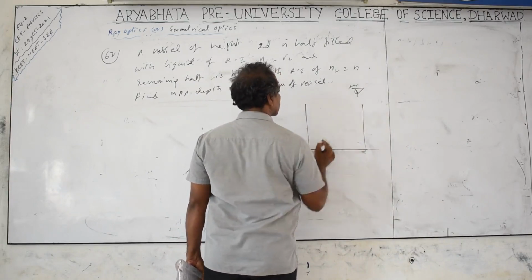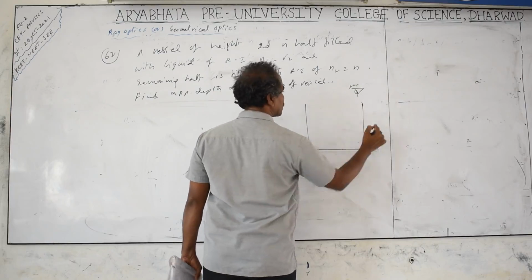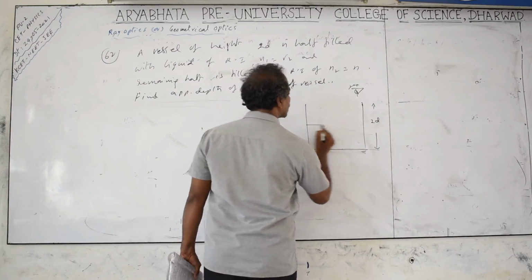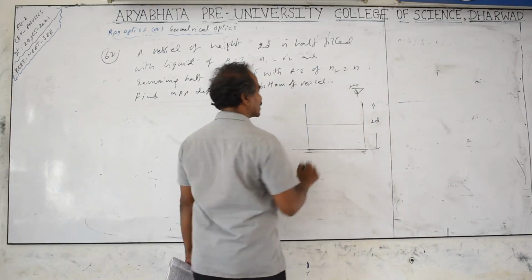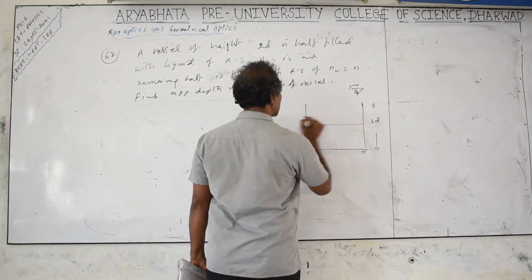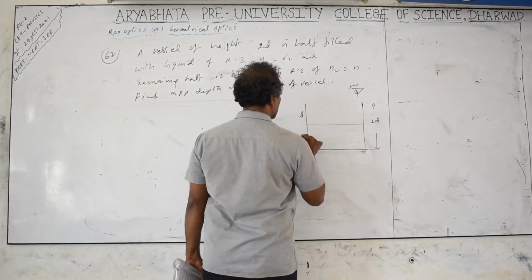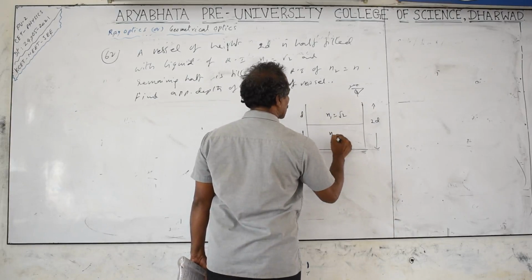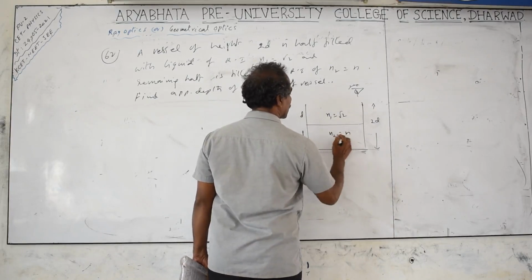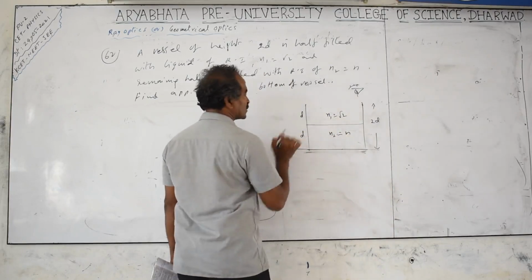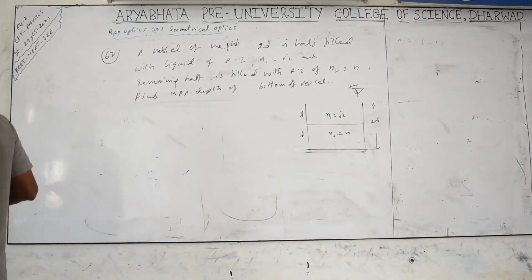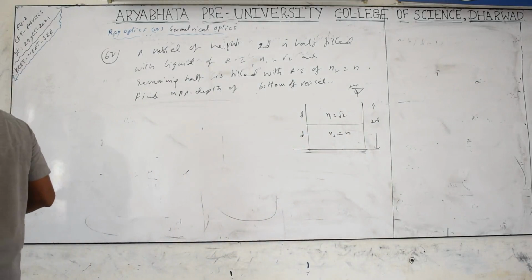You are seeing from this place. Total depth is 2d, given for us, and half of that is filled, so this is d, the real depth of the first liquid, and this is also d. The refractive index n1 equals root 2, and n2 equals n. What is the total apparent depth you need to find out.